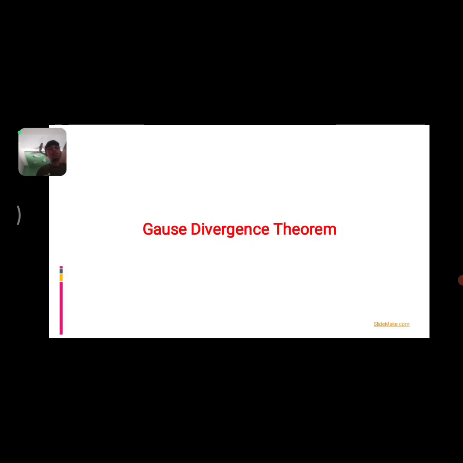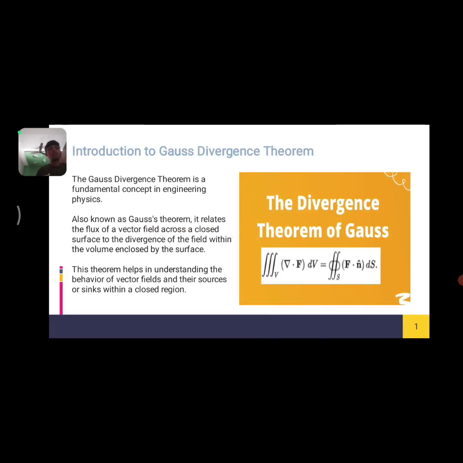Today we are going to discuss the Gauss divergence theorem. Next, introduction to the Gauss divergence theorem. The Gauss divergence theorem is a fundamental concept in engineering physics. Also known as Gauss's theorem, it relates the flux of a vector field across a closed surface to the divergence of the field within the volume enclosed by the surface. This theorem helps in understanding the behavior of vector fields and their sources or sinks within a closed region.